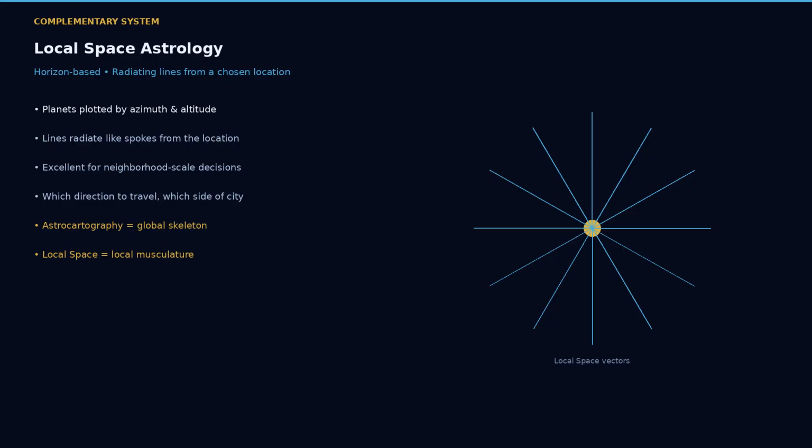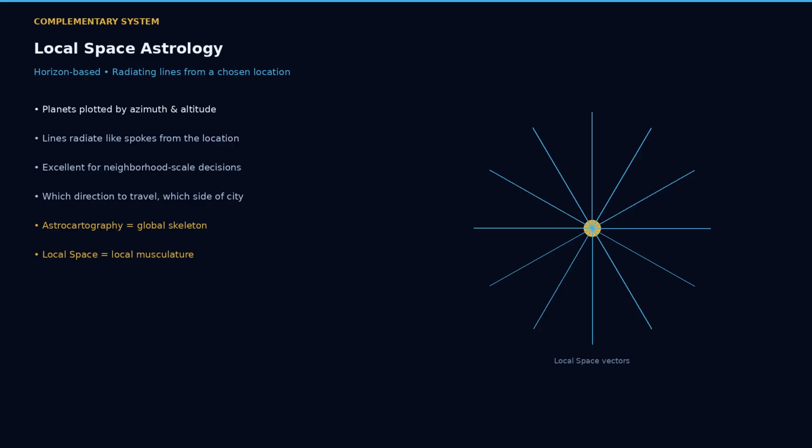Local space is especially powerful for short radius decisions. Which neighborhood, which direction to travel for a day, which side of a city feels alive. Astrocartography is the global skeleton. Local space is the local musculature.